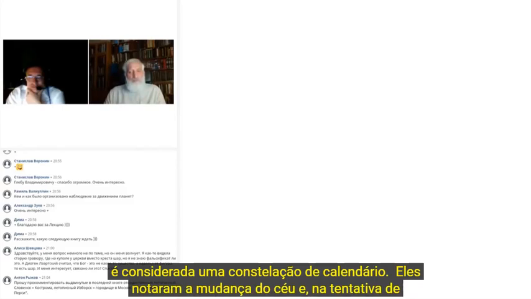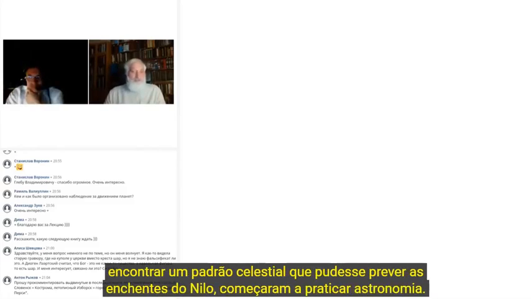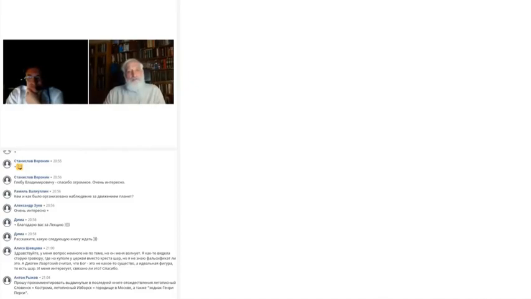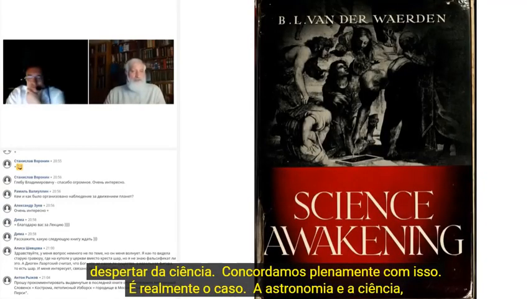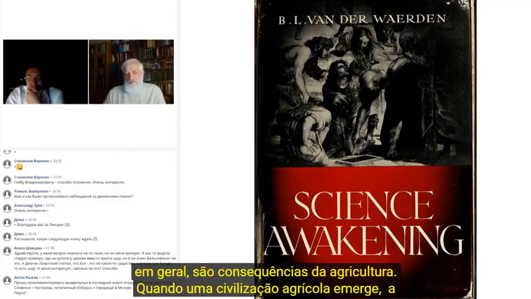They noticed the changing sky and, in an attempt to find a celestial pattern that could predict the Nile floods, they started practicing astronomy. This is written in the book by van der Waerden, Science Awakening. We completely agree with this. It is indeed the case. Astronomy and science, in general, are consequences of agriculture.